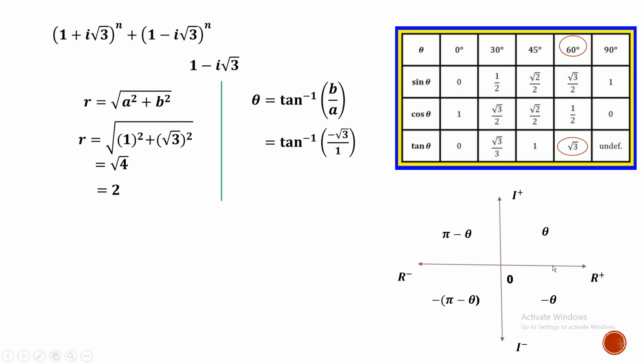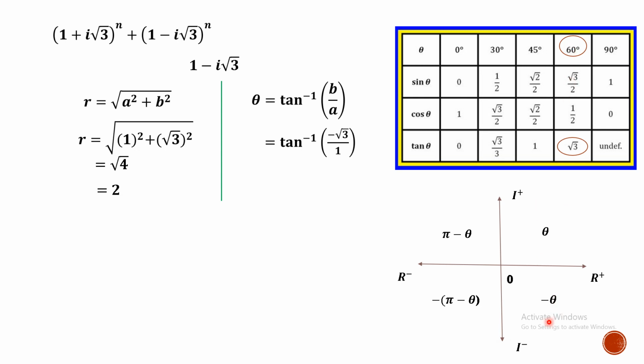This is our graph. Now we have to see where this complex number lies, whether in the first quadrant, the second quadrant, the third quadrant or the fourth quadrant. Here the real value is positive but the imaginary value is negative. So we have to choose real positive, imaginary negative. So it lies in this fourth quadrant. The formula says we have to apply the value of the angle as minus theta. So now we have to find minus theta. We have considered that theta is 60.